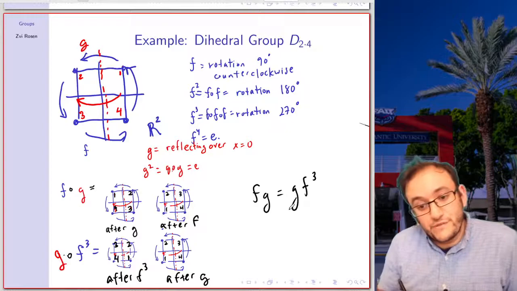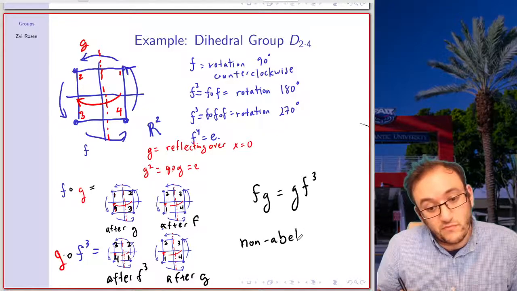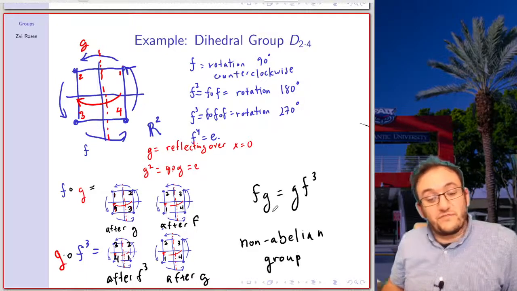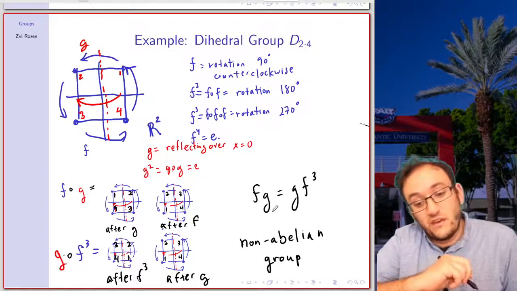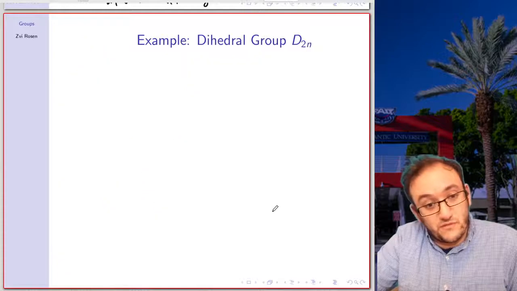Okay? So this is an example of a non-abelian group. Right? Because if it were abelian, you should have FG equals GF, but no, it's FG equals GF cubed. And we'll see more general relations on dihedral groups.